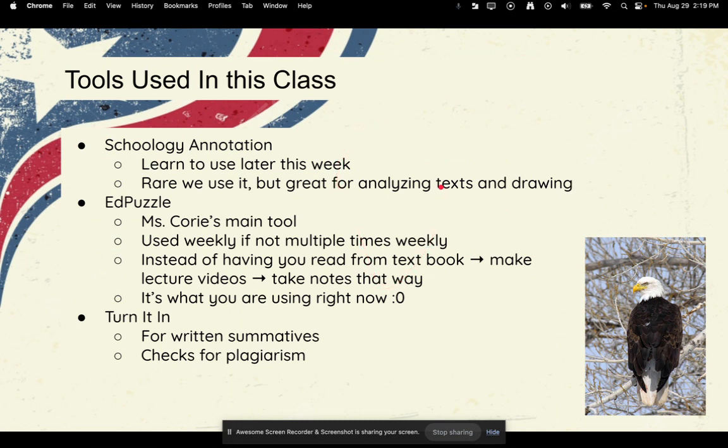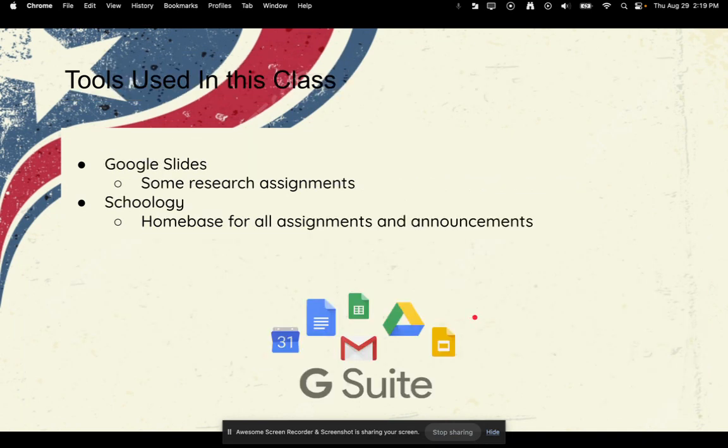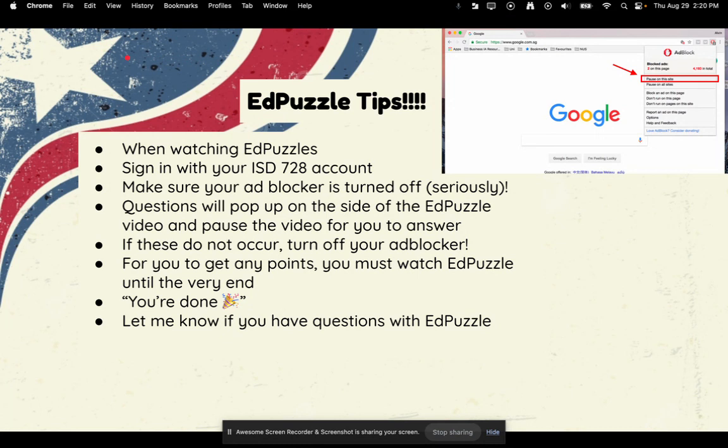So we'll get to them. I'll show you how to use Edpuzzle in just a little bit. Turnitin, that's always popular for written summatives and checking for plagiarism. Google Slides, of course, for research assignments or presentations, and of course Schoology, which is the home base for all the assignments. All right, so let's talk about some Edpuzzle tips.